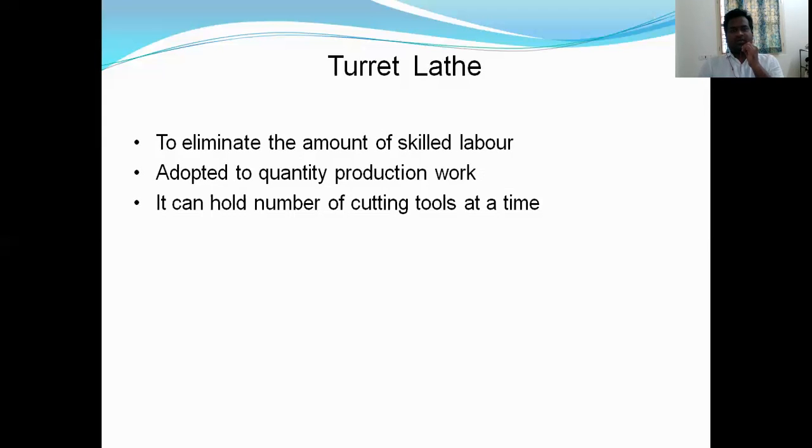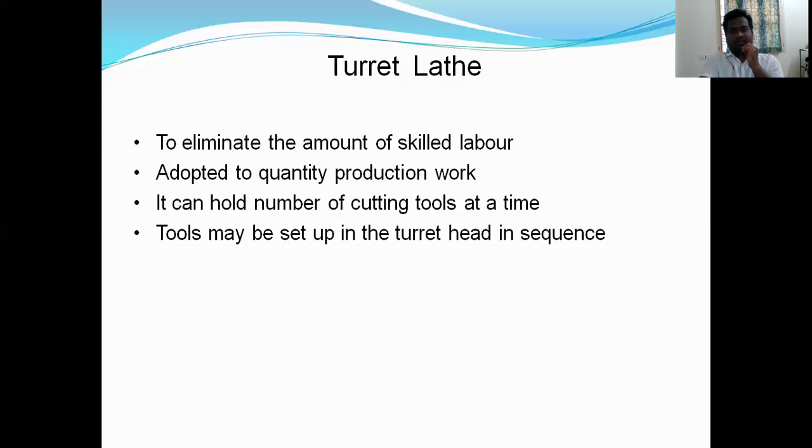So it can hold a number of cutting tools at a time, and whenever a particular tool is needed, that tool comes, does the machining operation, and goes back to its place and rests there. We have also discussed in the work holding devices what tools are in the turret lathe, and how the tool is fitted in the turret tool magazine. That has been discussed in our sessions.